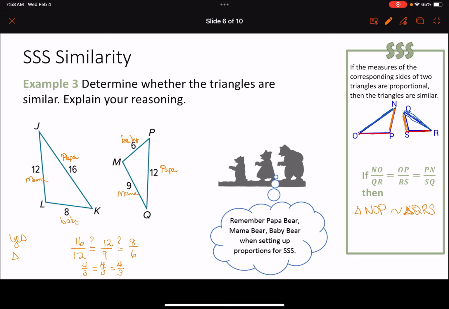Triangle JKL, alphabetically, is similar to triangle... J is the papa to the baby, so papa to baby means we use QPM. So they won't necessarily be alphabetical. You have to be careful to match things up by side-side-side similarity.